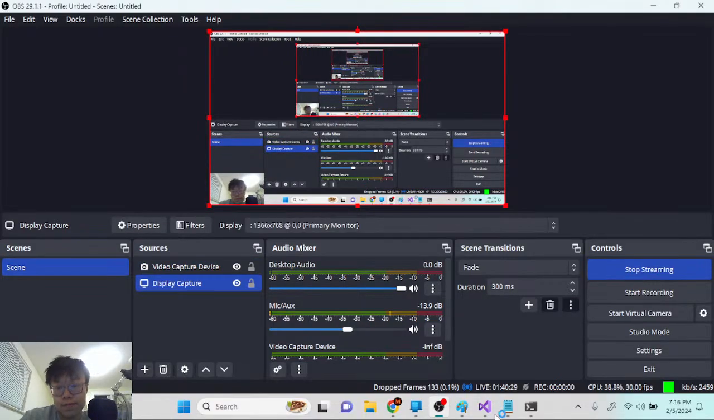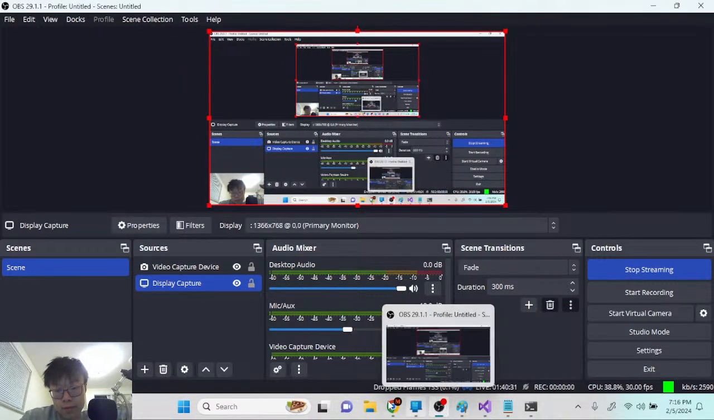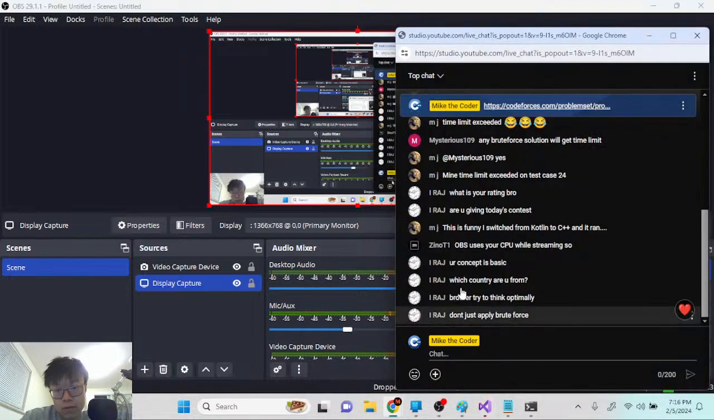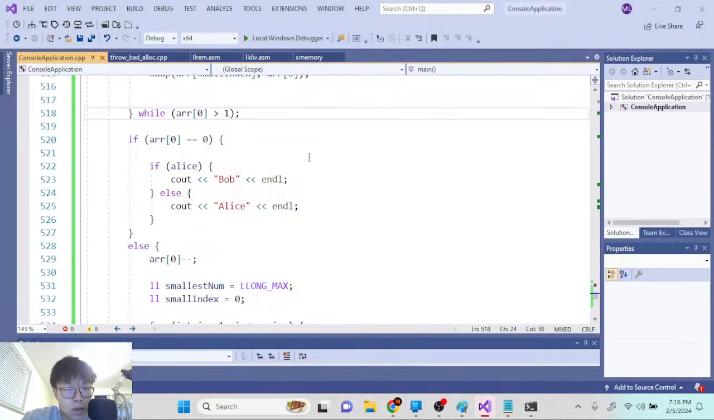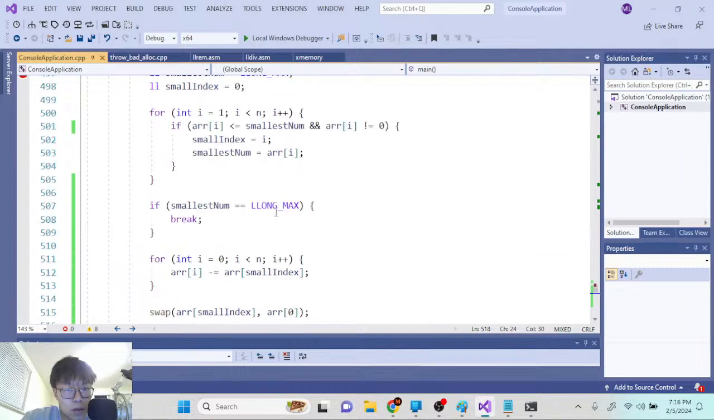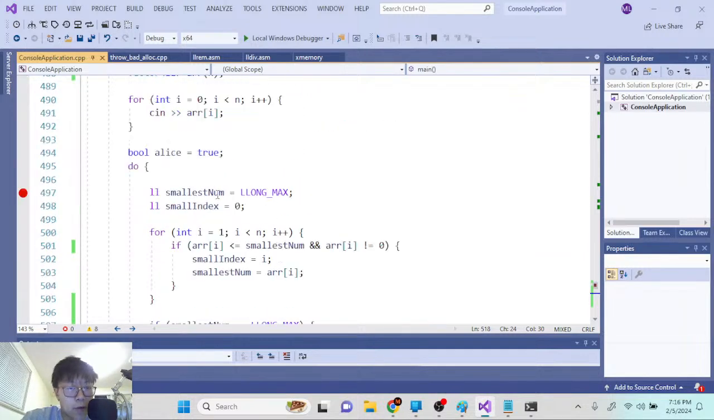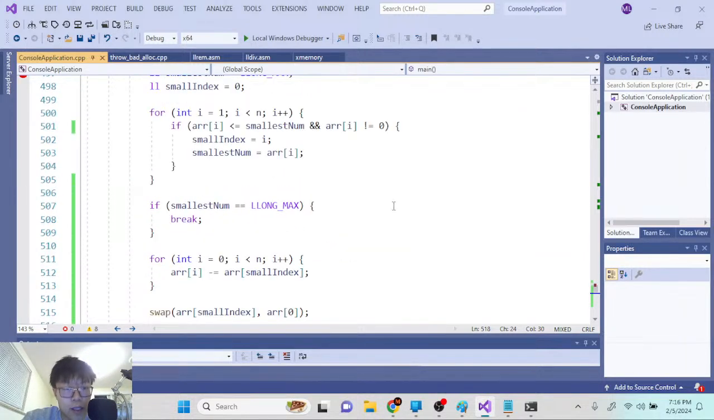Whoa. I'm not doing a brute force solution. If I was doing a brute force solution, I would be subtracting 1 every time.